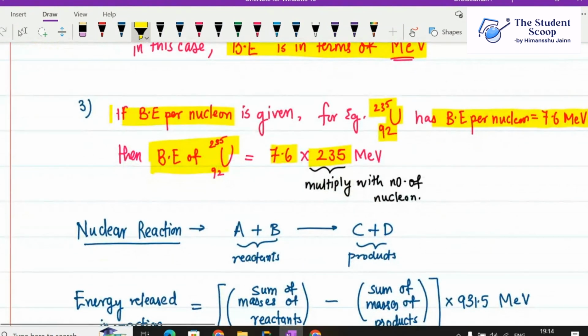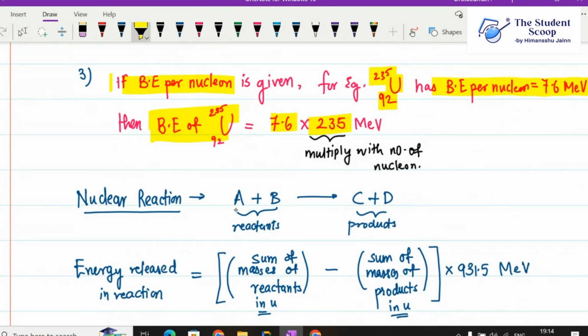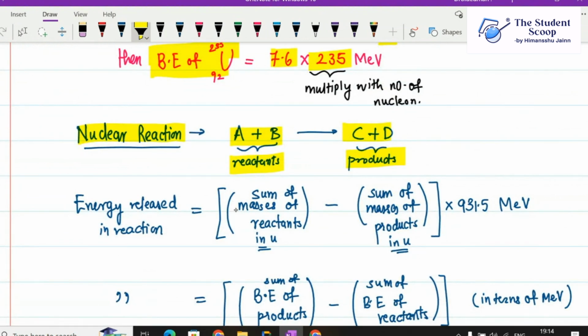Now some questions also ask how we can calculate the energy released in a reaction. For example, if there is a nuclear reaction happening, there is always a reactant side and a product side. Correct? So how do we calculate energy released in a reaction? You have to take the sum of masses of the reactants in u, meaning atomic mass unit. Don't do it in kg, convert that into atomic mass unit first and then add all the reactants' masses. And then we subtract all the products' masses. Whatever particles or nuclei are present in the product, we add those masses and then subtract them.